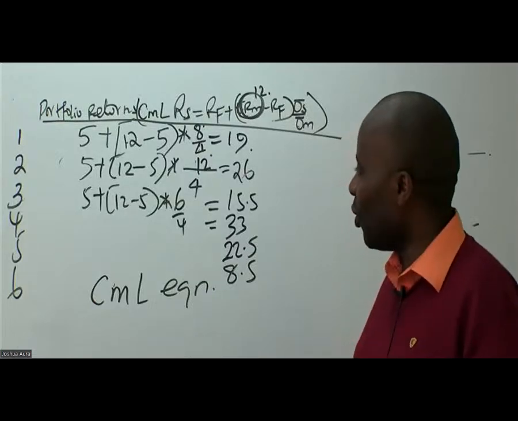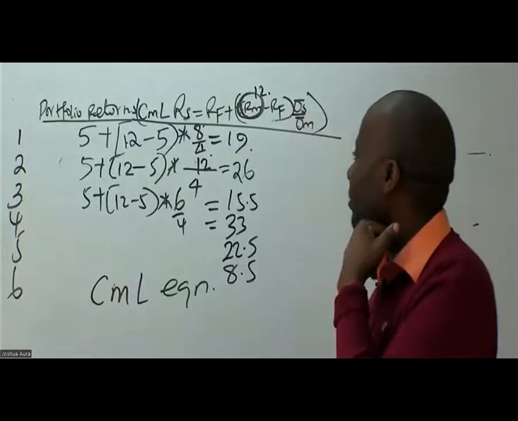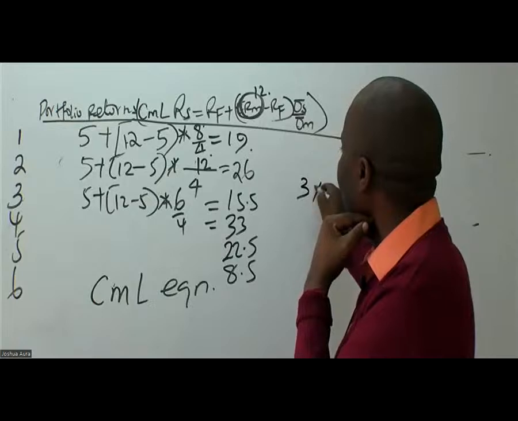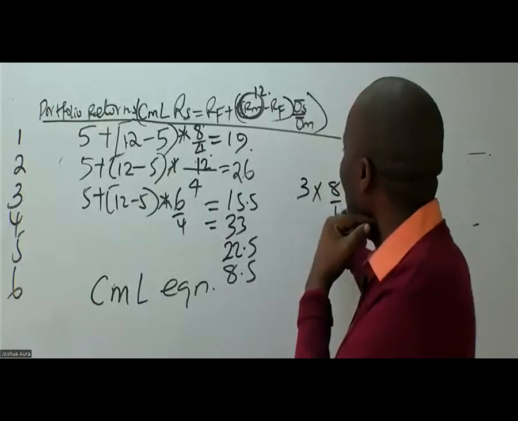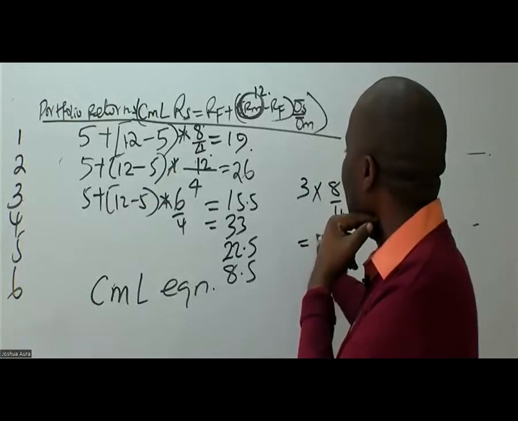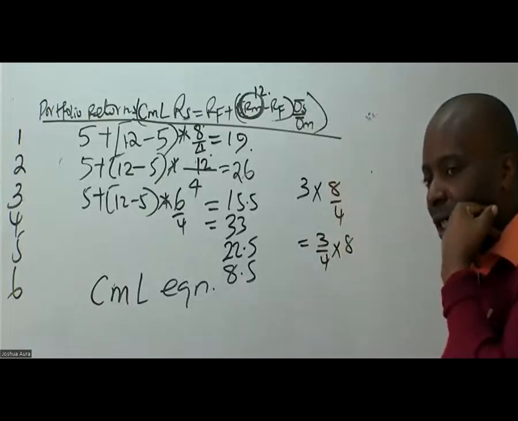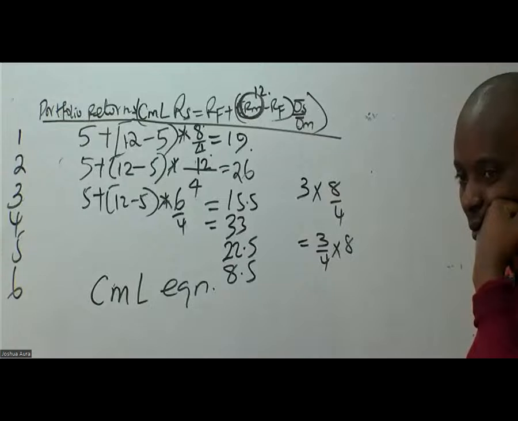Now, first of all, there is something I would want us to agree. In mathematics, if you are given 3 times 8 over 4, is this the same as saying 3 over 4 times 8? Quite a silly question, but are they the same?